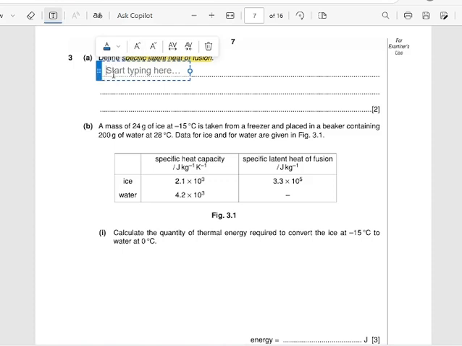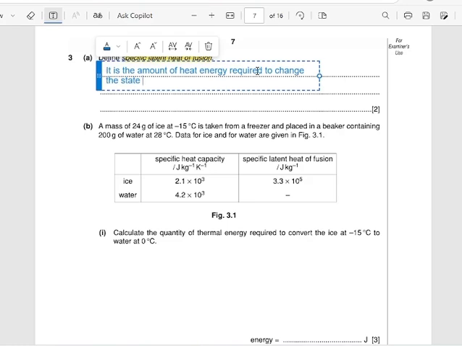It is the amount of heat energy required to change the state of an object of mass 1 kilogram from solid to liquid or vice versa without a change in temperature.